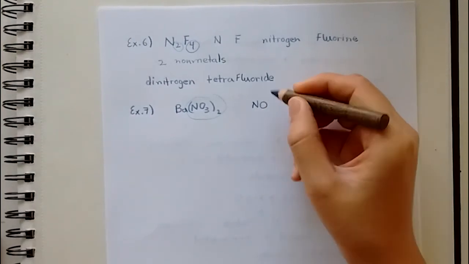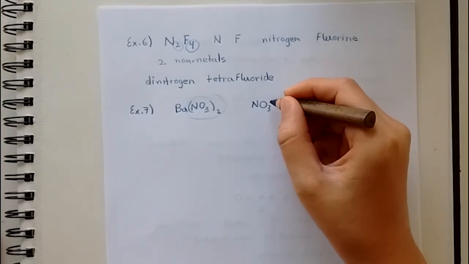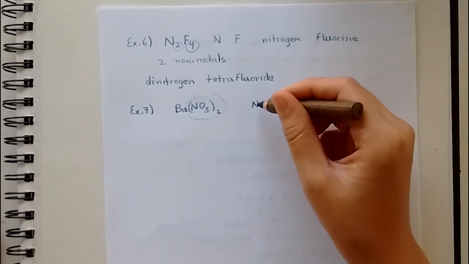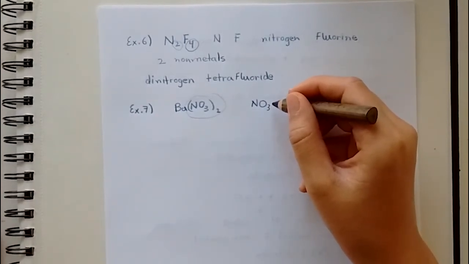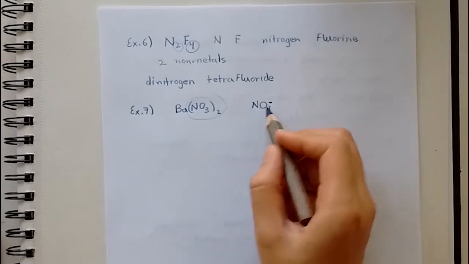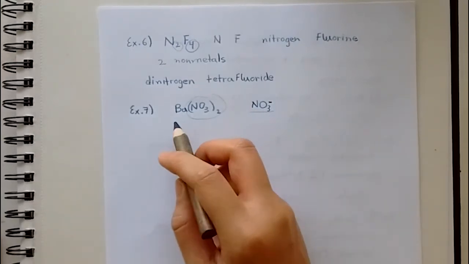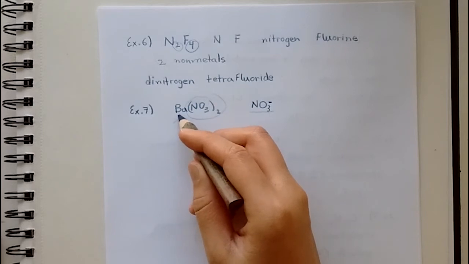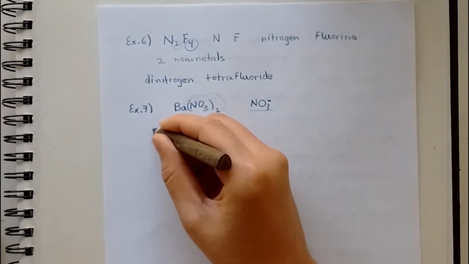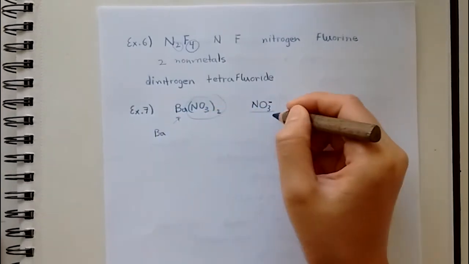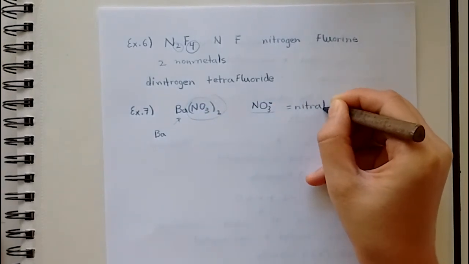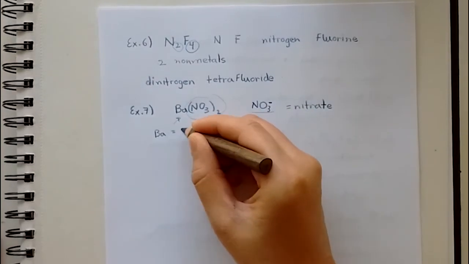So nitrate is made up of 1 nitrogen atom and 3 oxygen atoms, and its charge is -1. Alright, so that is the polyatomic ion, and as we see here, barium is a metal. Okay, so we are dealing with this one, which is going to be nitrate, and this is barium.